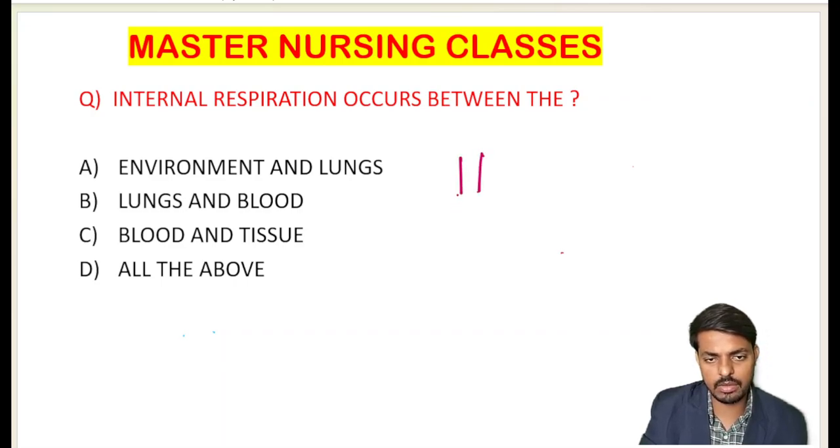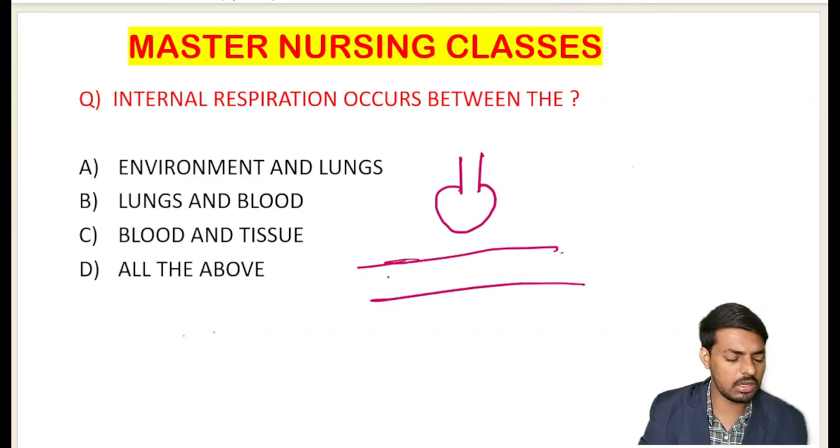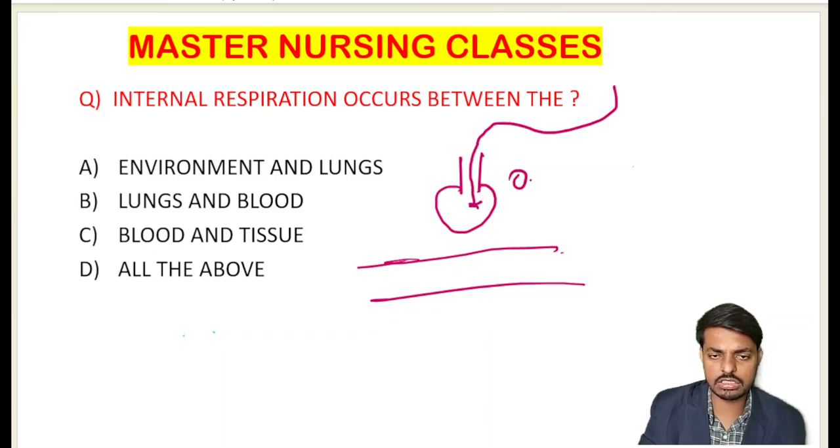So this is the alveoli of the lung. The structural and functional unit of the lungs is the alveoli, and here our blood is coming from the pulmonary artery for oxygenation. The deoxygenated blood comes from the pulmonary artery to the lungs for oxygenation. So our lungs will take the oxygen from the environment inside, and the oxygen will come inside.